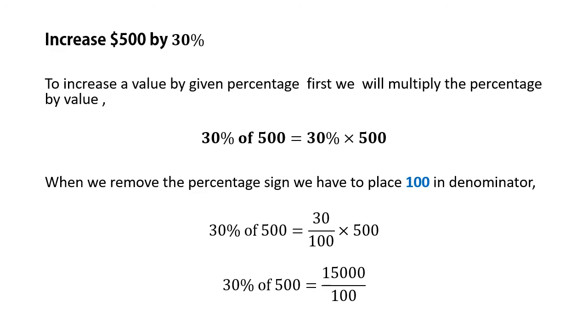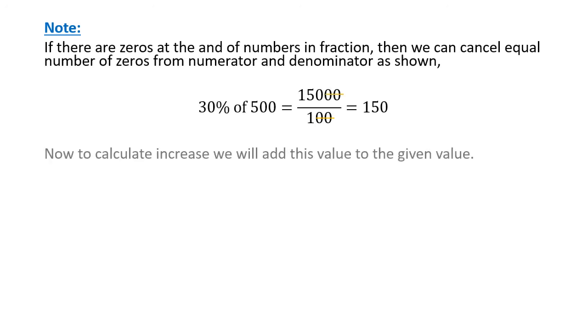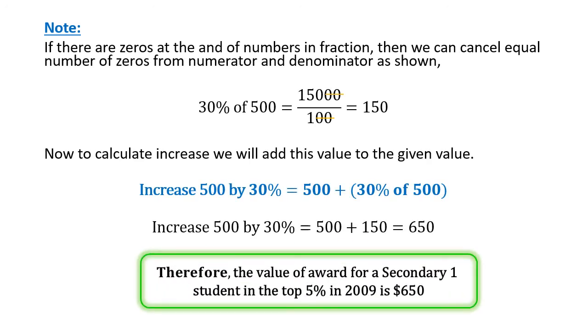To increase a value by a given percentage, first we will multiply the percentage by the value as shown in steps. After that we will remove the percentage sign by placing 100 in the denominator as shown. Now simplify the fraction. If there are zeros at the end of numbers in the fraction, then we can cancel an equal number of zeros from numerator and denominator as shown. Now to calculate the increase we will add this value to the given value. After adding we have 650. Therefore, the value of award for a Secondary 1 student in top 5% in 2009 is $650.